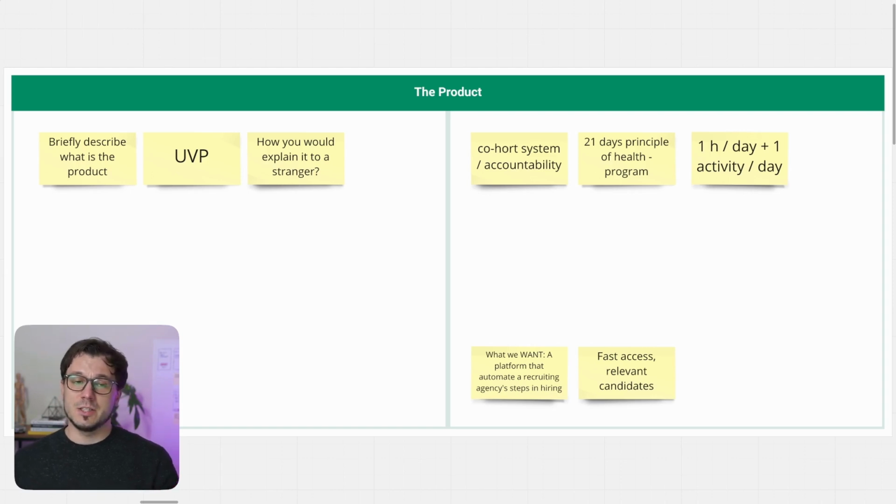Okay, so as I mentioned, we focus on how they describe the product, the unique value proposition, and how they would describe it to somebody that doesn't understand this or doesn't know anything about what they are building. You can see some examples on the screen from different projects. We had a platform that automated a recruiting agency's hiring process for medical staff. We had a cohort-based system for taking different workshops, and you can see how they describe them briefly, all these activities that are happening around.